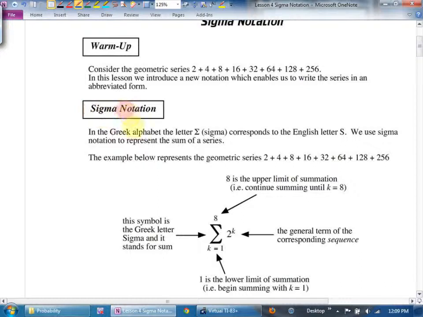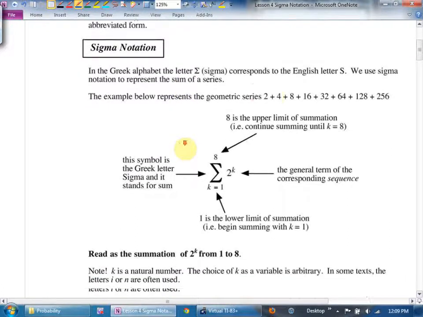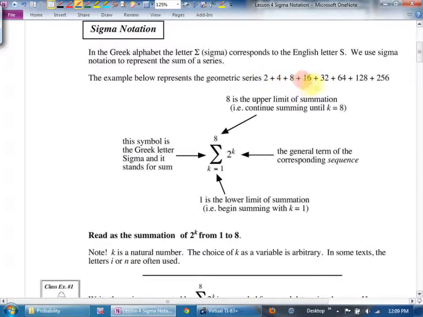In the Greek alphabet, the letter sigma is where our capital letter S comes from. That part of it looks like an S. Over the years, it became a capital letter S, in case you're wondering, and it is used to represent the sum of a series. The example below represents 2 plus 4 plus 8 plus 16 plus 32 plus, it represents this.